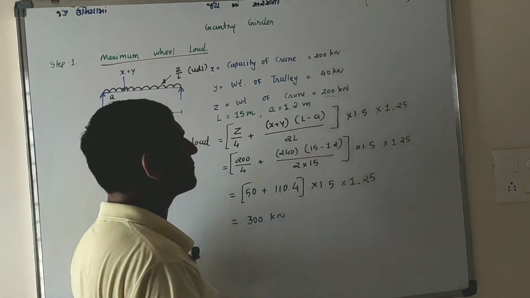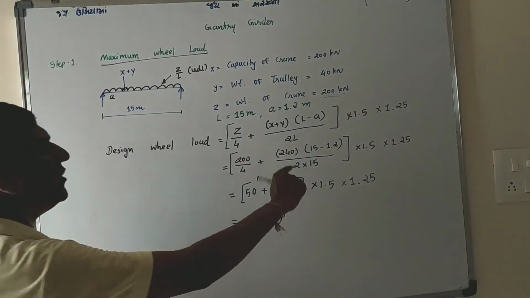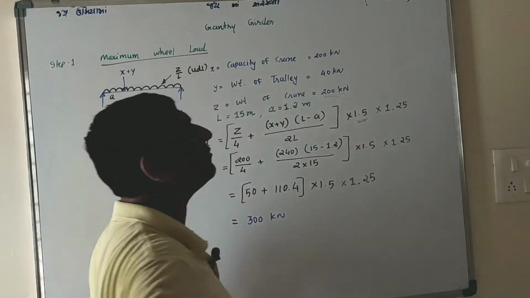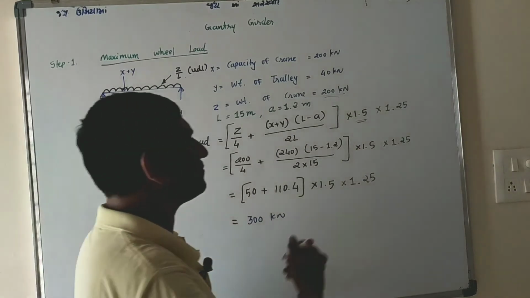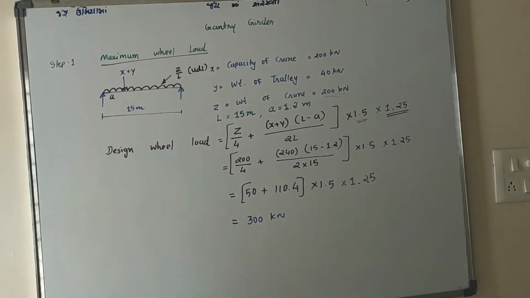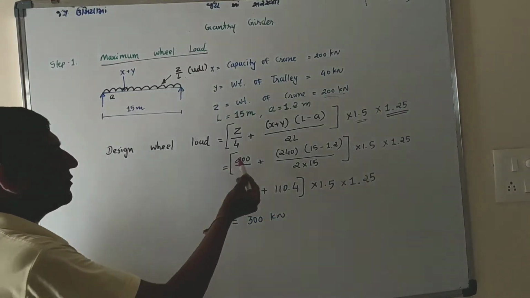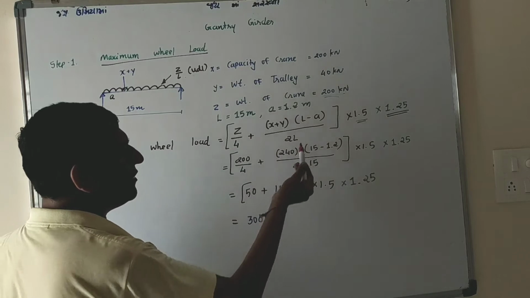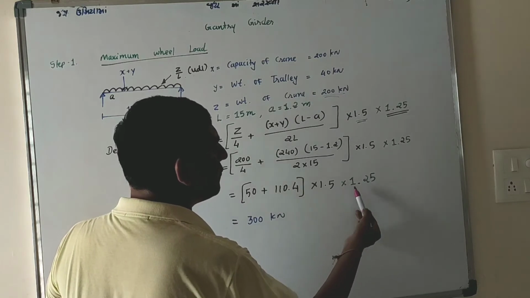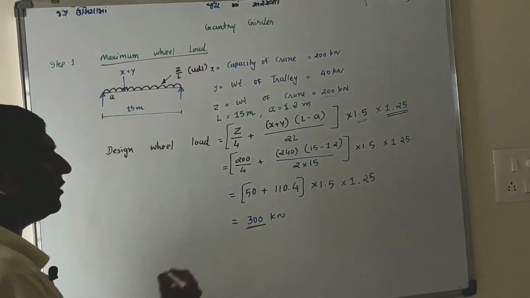L minus a means L, that is 15 minus 1.2, divided by 2 into 15. Here for the design purpose we multiply it by 1.5, and for the impact condition that is multiplied by 1.25. So this is for the design conditions. The value of 200 divided by 4 is 50, and this whole equation will be 110.4, that is multiplied by 1.5 and 1.25. So we get the 300 kilonewton in full digit value.